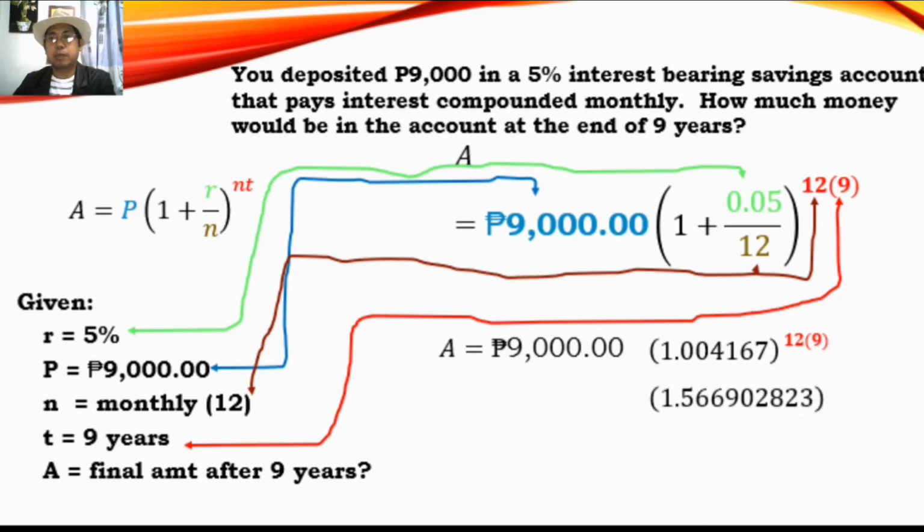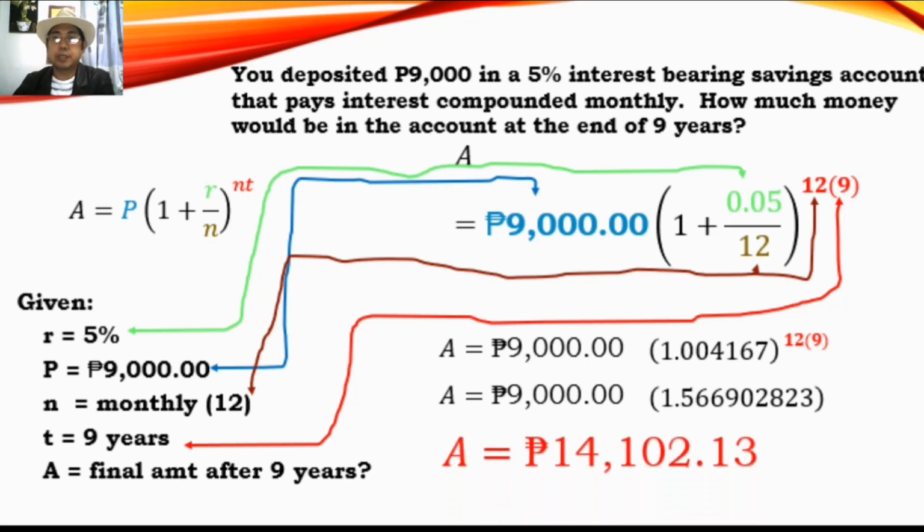So to do the problem again, the base that we have here, 1.004167, will be raised to the product of 9 times 12. And so it will give you this decimal number, that is 1.566902823. And this result will be multiplied by the principal amount, that is 9,000. So the result would be 14,102.13 pesos, and that would be the final amount for 9 years.